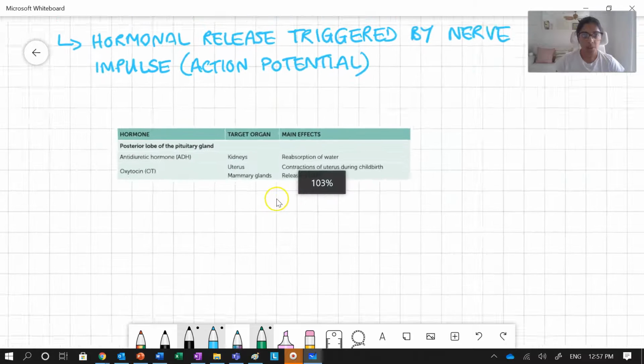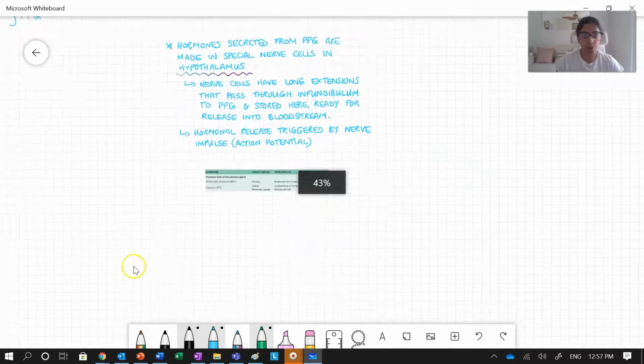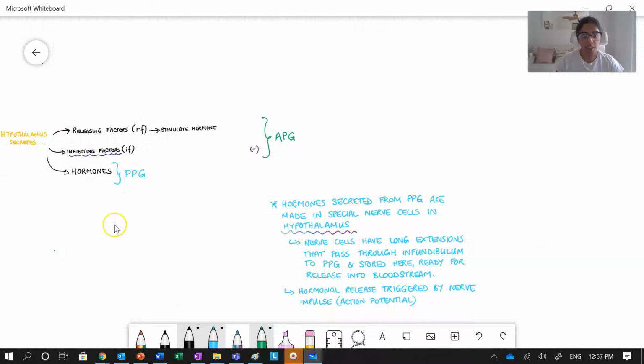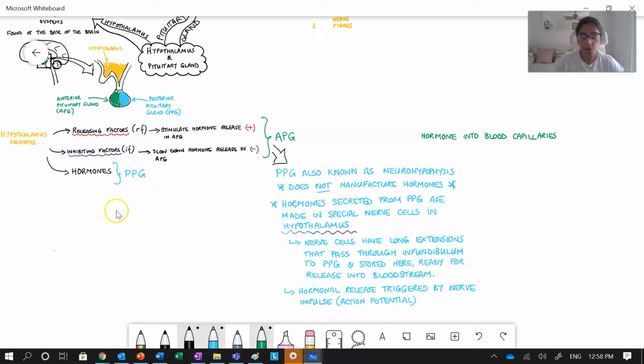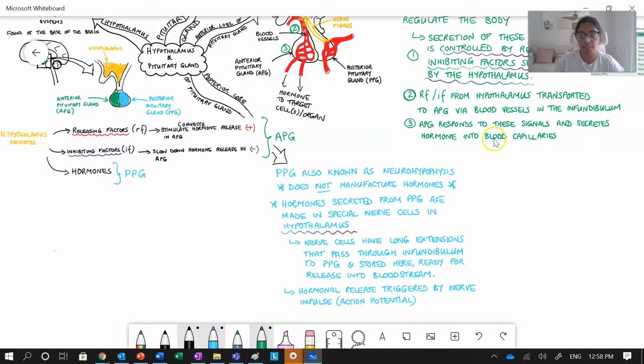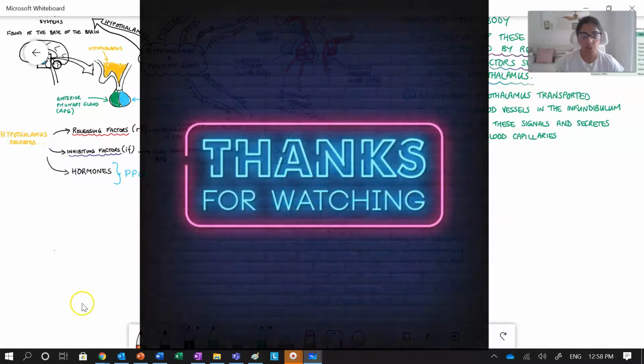Okay, so that's a very quick overview of the hypothalamus, the APG and the PPG. I hope that was helpful for you. There is a copy of this mind map available to you in your OneNote if you want to look at it again.